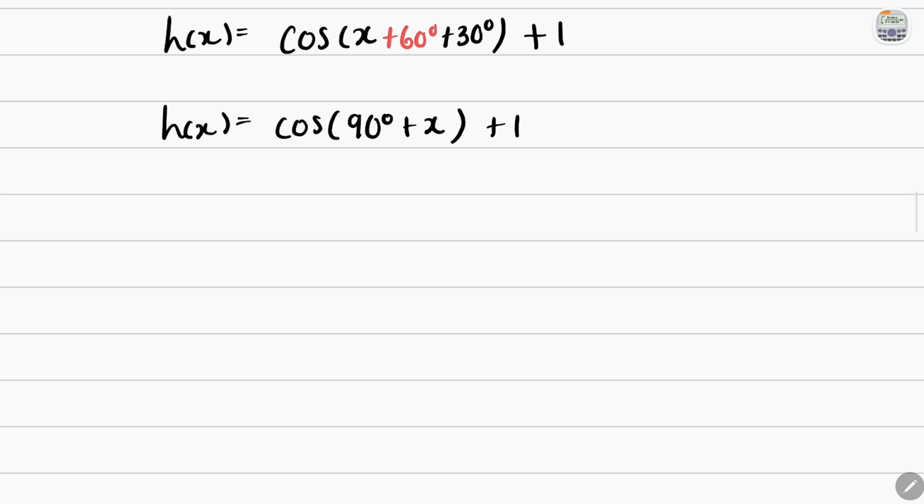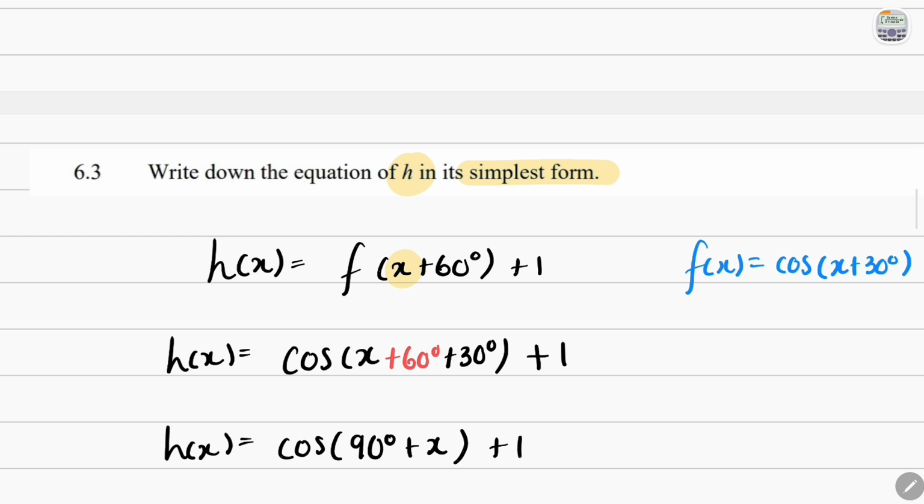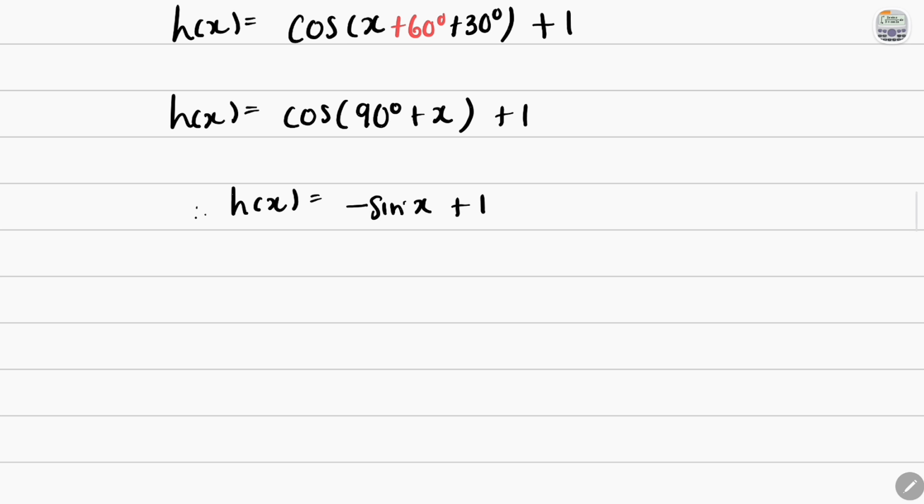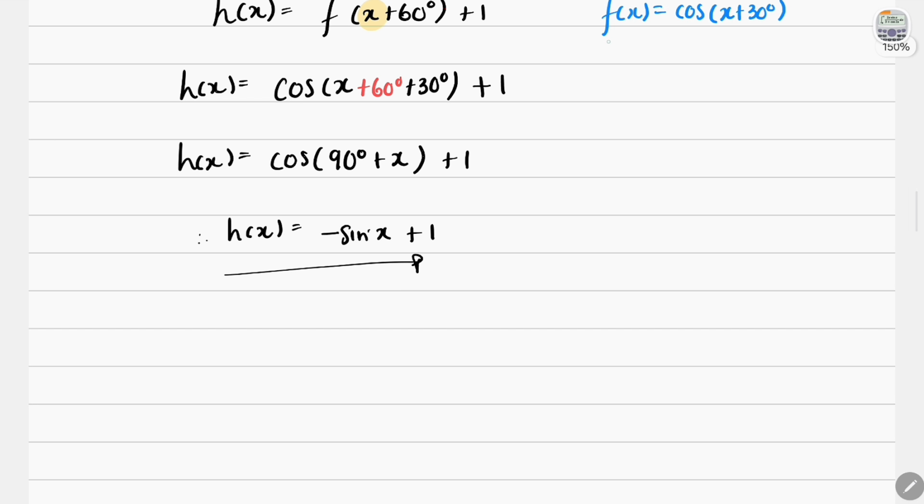Do you see that we have cos of x plus 90 degrees? That is a cofunction. They want us to write it in its simplest form. So h of x is simply equal to, using the cofunction, cos of 90 degrees plus x is equal to negative sine x. And this is plus 1. So you can leave your answer as negative sine x plus 1, or 1 minus sine x. That's perfectly fine, and that is h of x. Moving on to the next question.